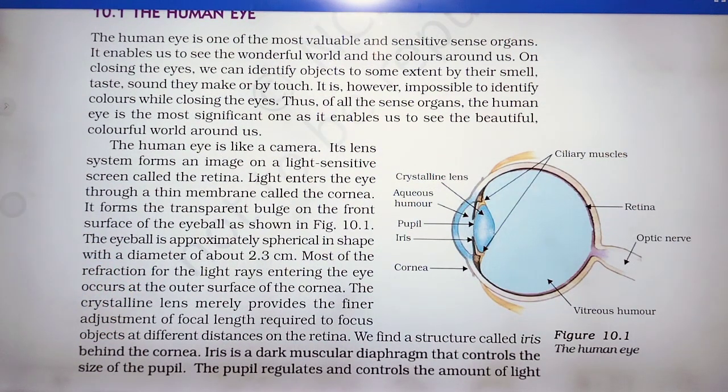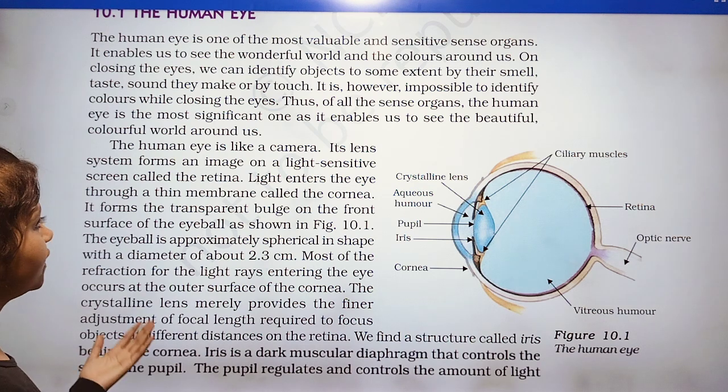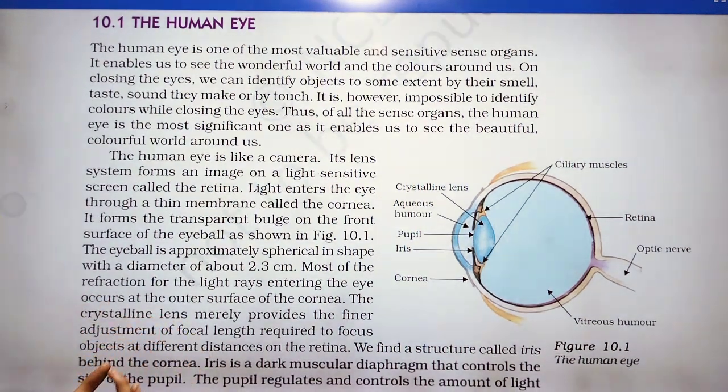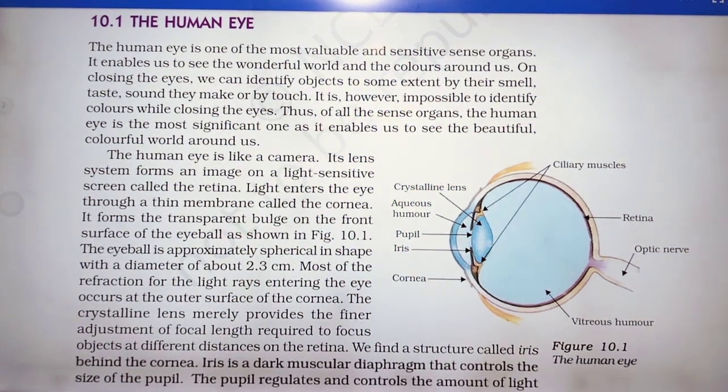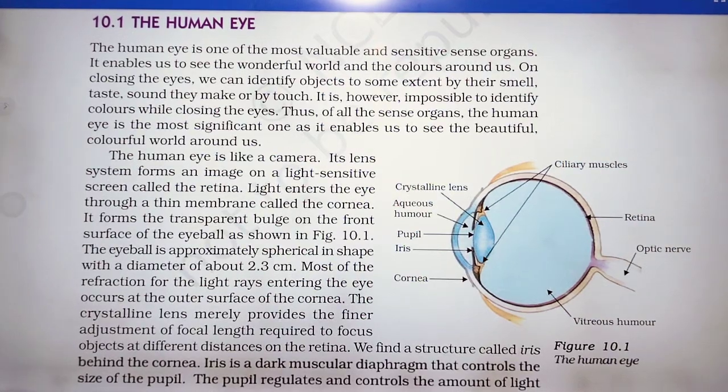Now, the human eye is like a camera. Its lens system forms an image on a light-sensitive screen called the retina. So we can say that the human eye is a type of camera. Its lens system forms an image on a sensitive screen called the retina. The function of the retina is that the image forms on this sensitive screen.